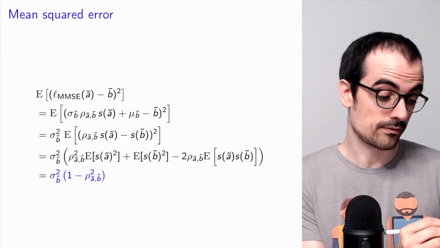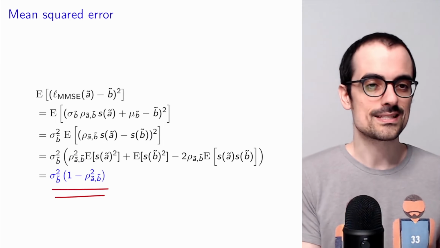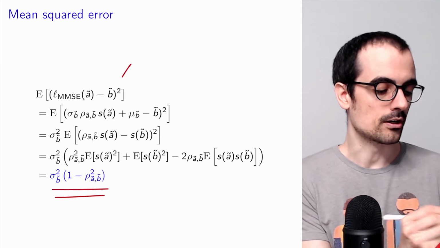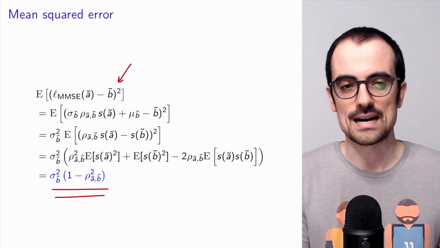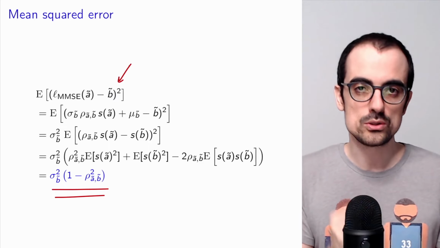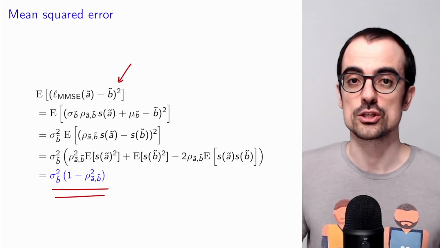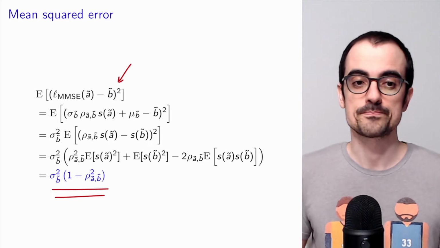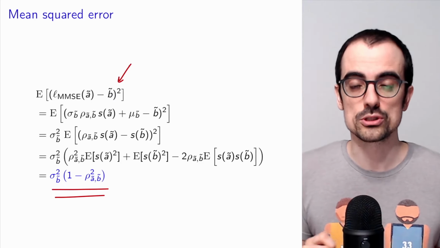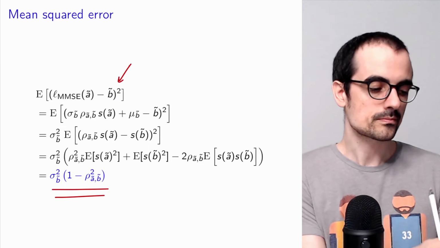This is a crucial formula, so let's take a moment to parse it. We're saying that the mean squared error of the best affine estimate of B given A is exactly equal to the variance of B times 1 minus the correlation coefficient between A and B squared. This is going to be absolutely crucial. It's going to enable us to prove these three important properties.